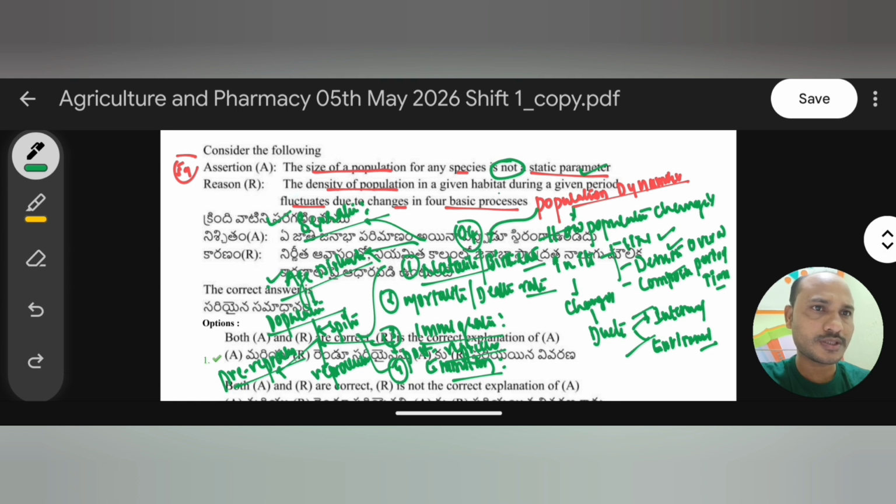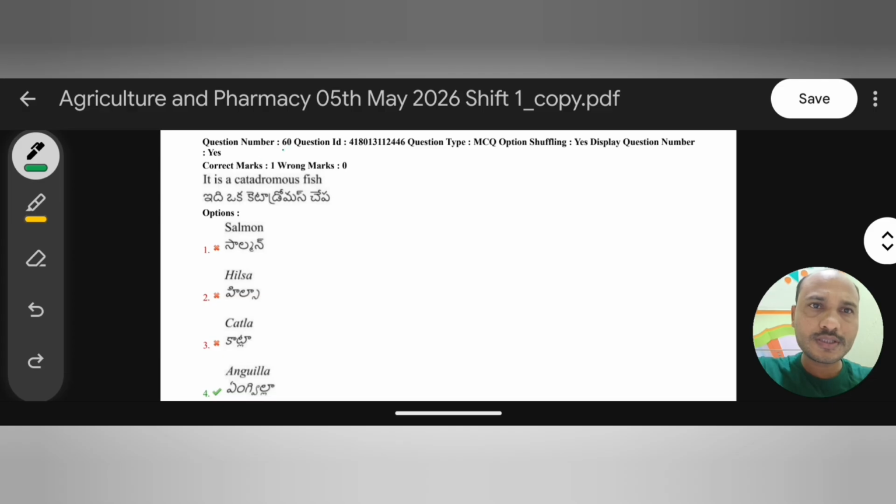The density of population in a given habitat during a given period, 100%, fluctuates due to some changes, and those changes which occur are natality, where some new individuals are born, and mortality, where some existing individuals die. Also immigration and emigration, and because of sex ratio and age distribution, all these are various important factors which make the population fluctuate. So assertion and reason are both true statements. So the right answer is the first one. Okay. Next one is the 60th question.